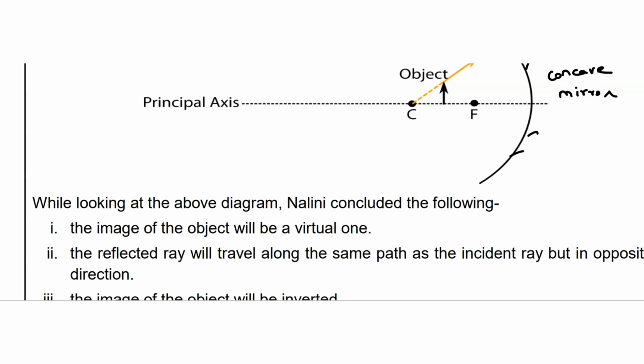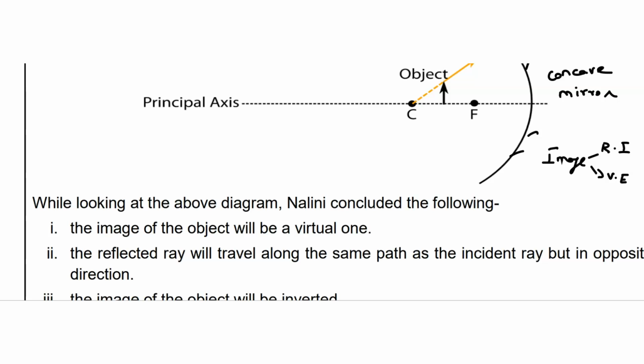The image of the object will be a virtual one. Okay, so what is the case of concave mirror? What are the possibilities of the concave mirror? The images can be real and inverted, or it can be virtual and erect. Okay, so it will be a virtual one. Definitely we cannot say that, because it may be real and inverted or virtual and erect based on the position of the object.